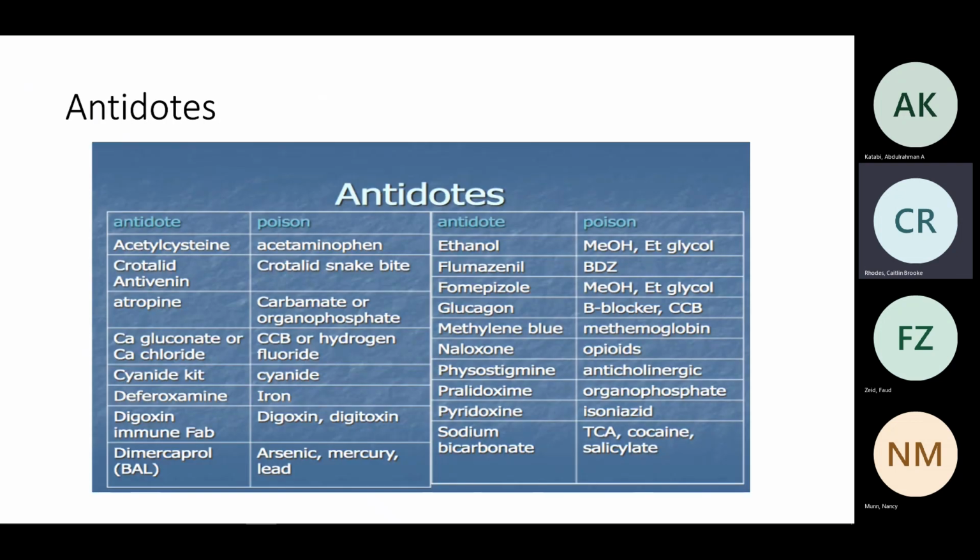This is just the table for the antidotes. You see here acetaminophen overdose, as you know, is acetylcysteine. That's the antidote. If you see calcium channel blocker, calcium gluconate or chloride. If you see cyanide, hydroxocobalamin. Digoxin, digoxin immune Fab. Ethanol, methanol, ethylene glycol: ethanol or fomepizole. Benzodiazepine: flumazenil. Opioid, as you know, naloxone. Anticholinergic: physostigmine. Organophosphate: pralidoxime and atropine. And TCA, cocaine, salicylate: sodium bicarb.